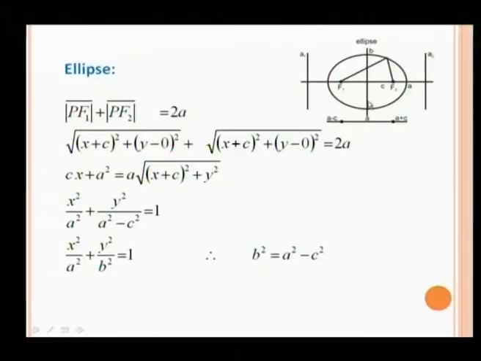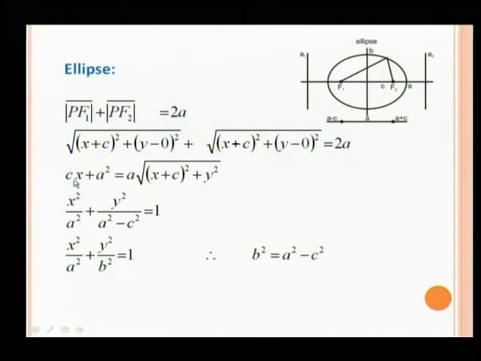If we have this figure as an ellipse, then by definition the distance between P and F1 plus the distance between P and F2 would be equal to a constant, or would be equal to 2a. Now by distance formula, PF1 would be equal to the square root of (x plus c) whole square plus (y minus 0) whole square, plus the distance between P and F2, which would be the square root of (x minus c) whole square plus (y minus 0) whole square. And on the right hand side we have the same number, which is 2a.